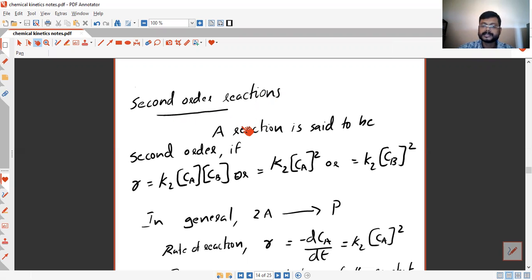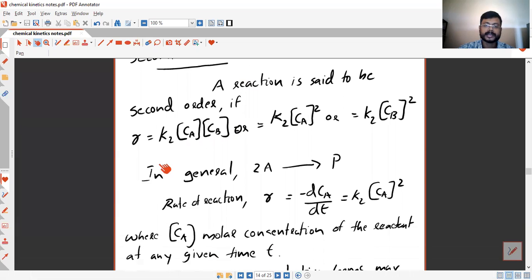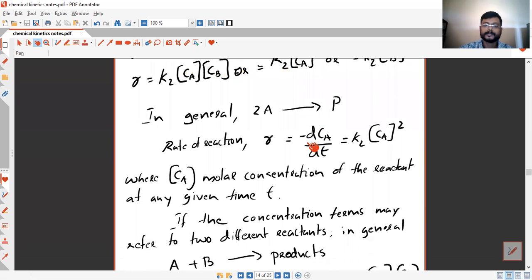If a reaction is said to be second order, then the rate of the reaction, that is R, is equal to K2 into Ca into Cb. The power of the concentration term is equal to 2, and that's why this kind of reaction is said to be second order. Another way we can write it is R is equal to K2 Ca square, or R is equal to K2 Cb square. In all these equations, the power of the concentration term is equal to 2. So this kind of reaction is second order.